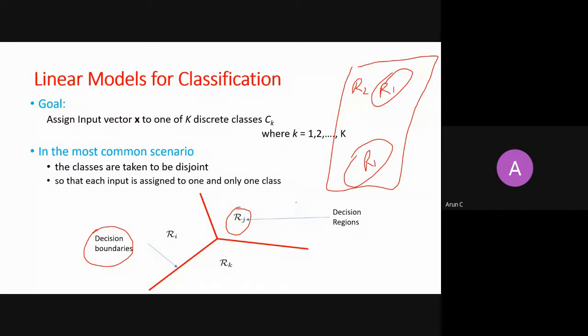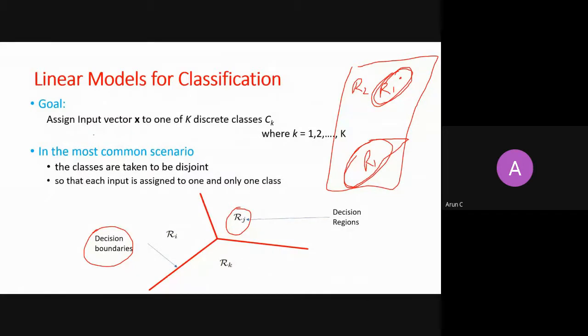Because these are linear models, we will try to find decision boundaries which will be linear, and the regions formed because of the decision boundary will be convex in nature. Then I asked what do you mean by convex? It is not a disjoint set. For example, this is one region R1. All the x belonging to this region will belong to class 1. Similarly, all x falling into this other region will again belong to class 1. So these are disconnected regions.